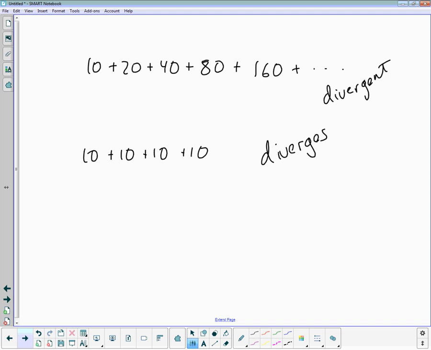Now, in the very top one, what was my R? Two. Okay. Well, what about R equaling zero? If R equals zero, that would be kind of a boring sequence, right? It would be a sequence of one term times zero. Done. 10 plus zero plus zero plus zero plus zero. You do that a million times, guess what? Still 10. So, does that converge or diverge? It converges. So all of a sudden, we now have something that converges. It's boring, but it converges.